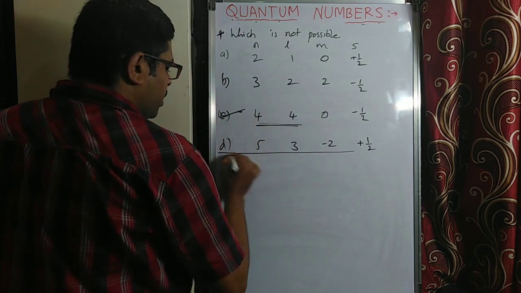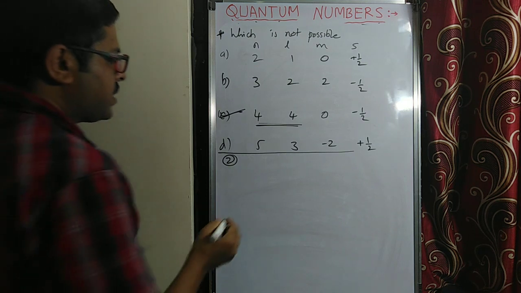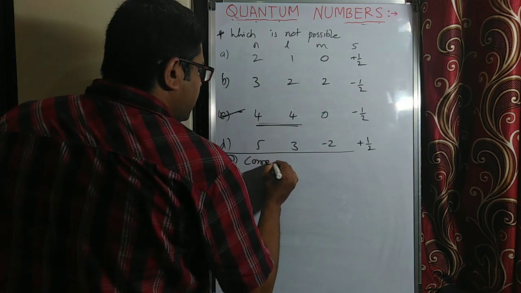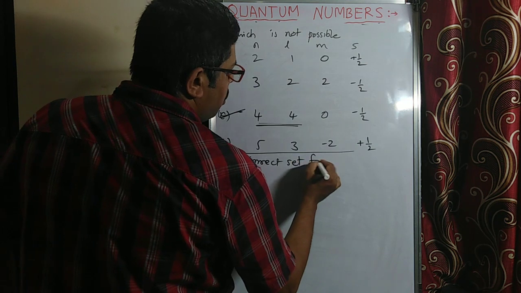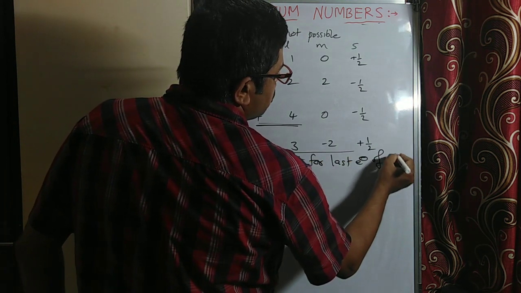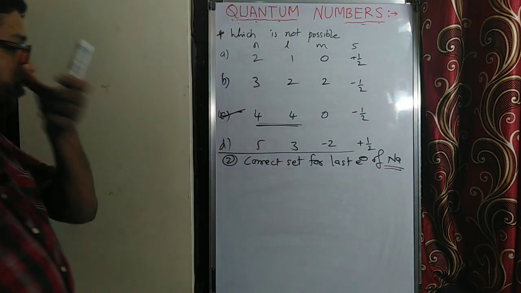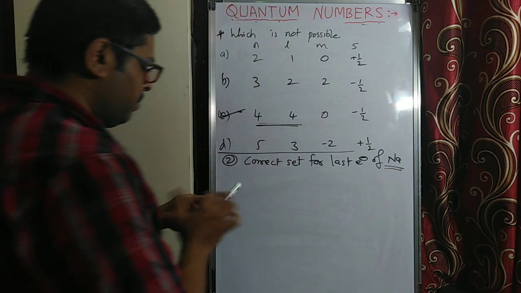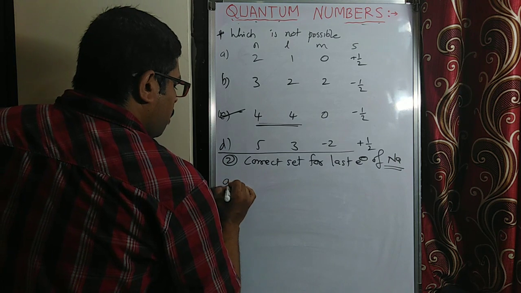Then the second type of question. The second type of question will be asked like this: correct set for the last electron of sodium. Correct set for the last electron of sodium. So the options they will give like this.